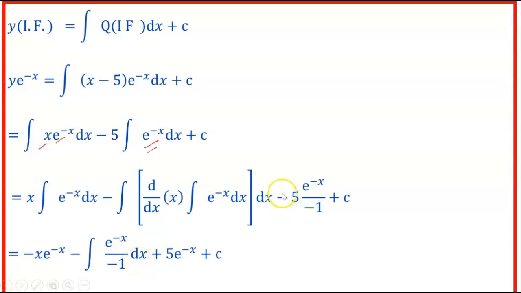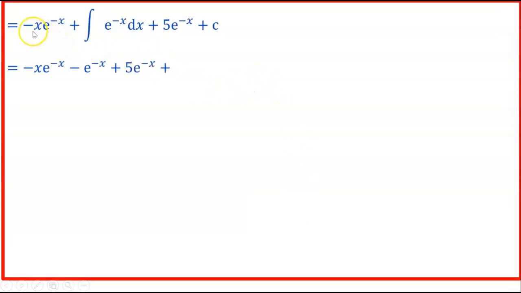Okay. And what about here? Minus minus will become plus. That is 5 into e raised to minus x plus c. Okay. And overall you will have minus x into e raised to minus x plus the integral of e raised to minus x dx plus 5 into e raised to minus x plus c. What is the integral of e raised to minus x? Minus e raised to minus x plus 5 into e raised to minus x plus c.